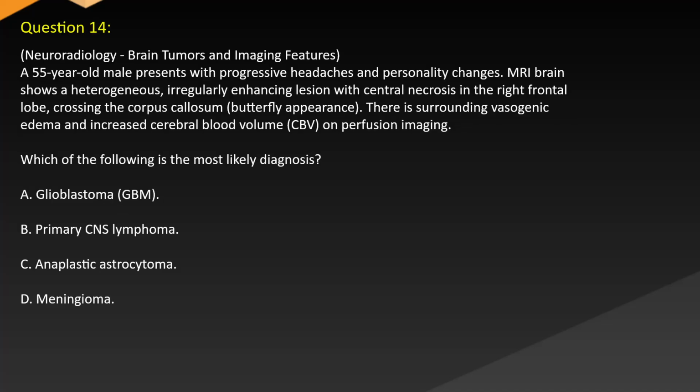Question 14. Neuroradiology. Brain tumors and imaging features. A 55-year-old male presents with progressive headaches and personality changes. MRI brain shows a heterogeneous, irregularly enhancing lesion with central necrosis in the right frontal lobe, crossing the corpus callosum in a butterfly appearance. There is surrounding vasogenic edema and increased cerebral blood volume, CBV, on perfusion imaging. Which of the following is the most likely diagnosis?